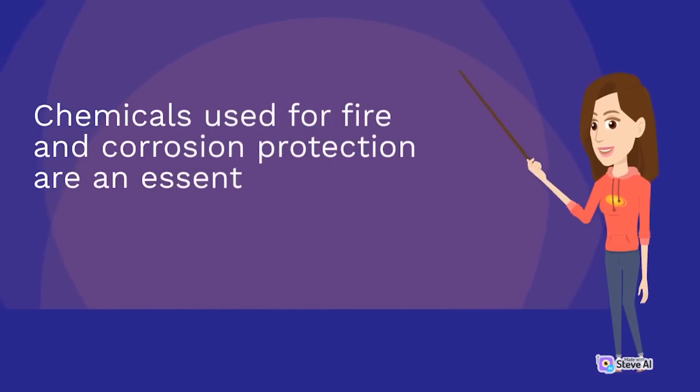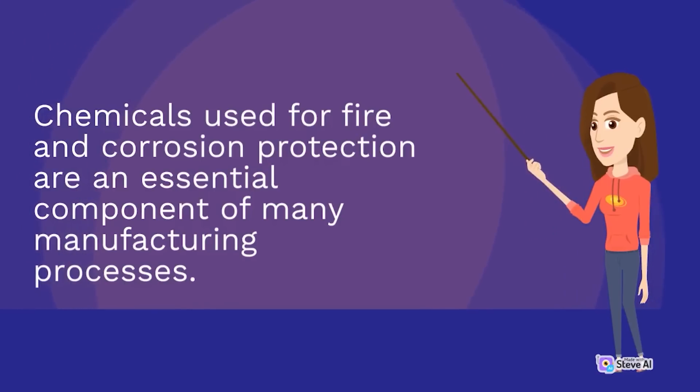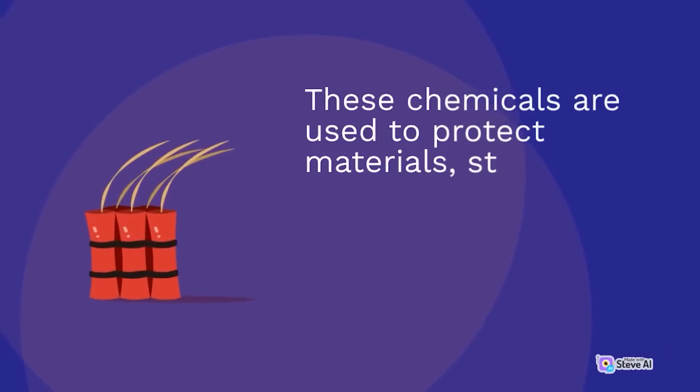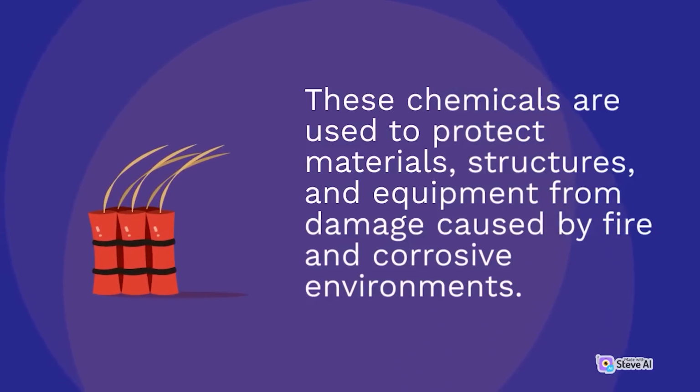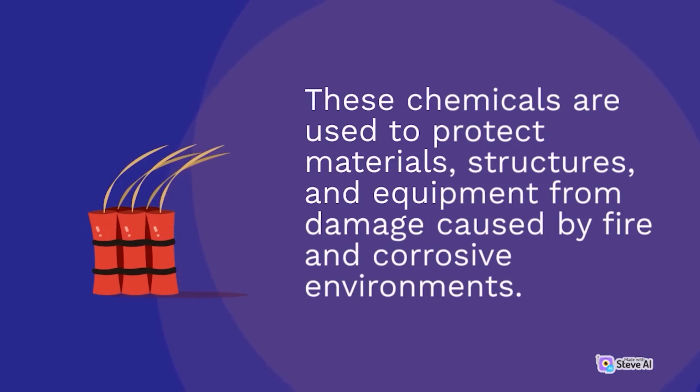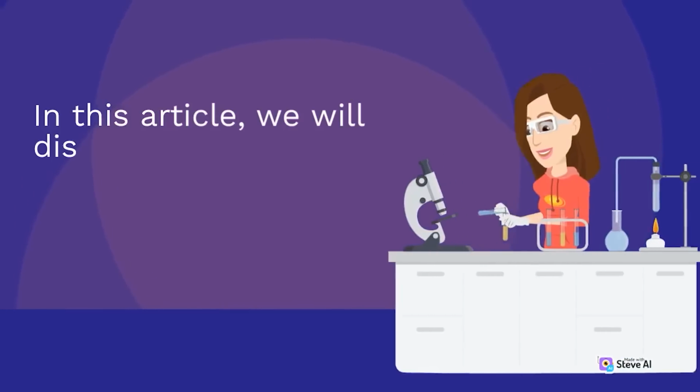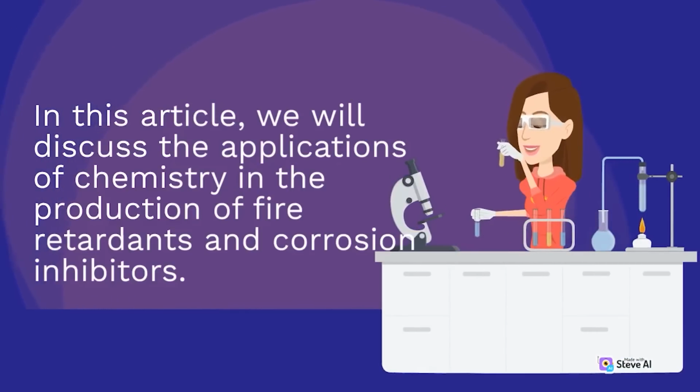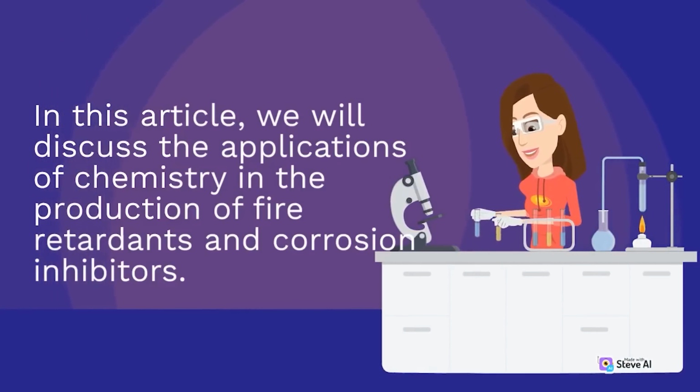Chemicals used for fire and corrosion protection are an essential component of many manufacturing processes. These chemicals are used to protect materials, structures, and equipment from damage caused by fire and corrosive environments. In this article, we will discuss the applications of chemistry in the production of fire retardants and corrosion inhibitors.